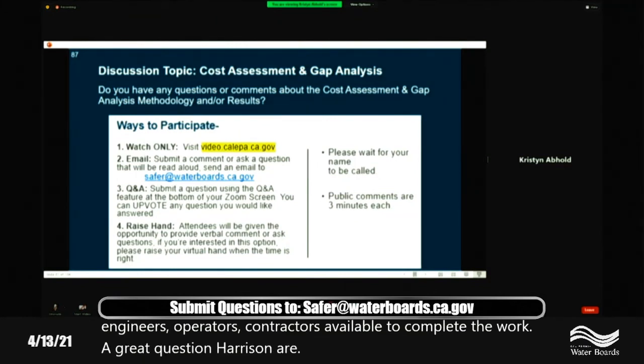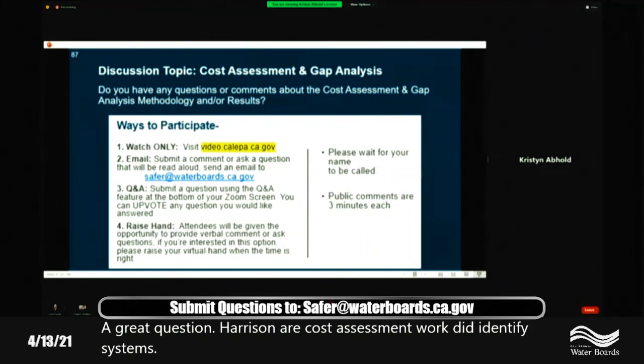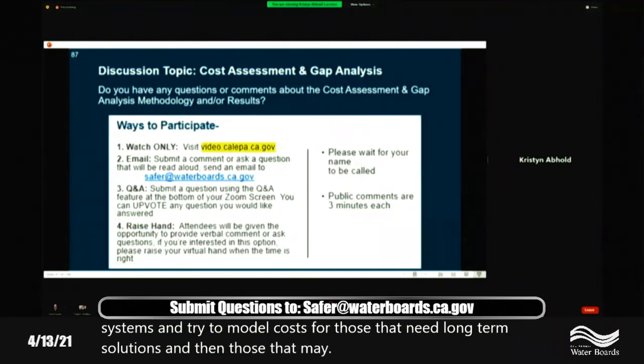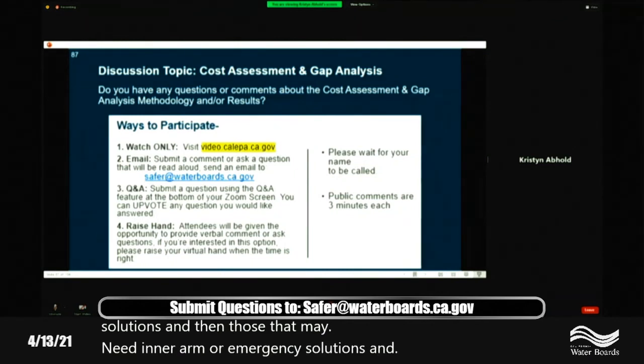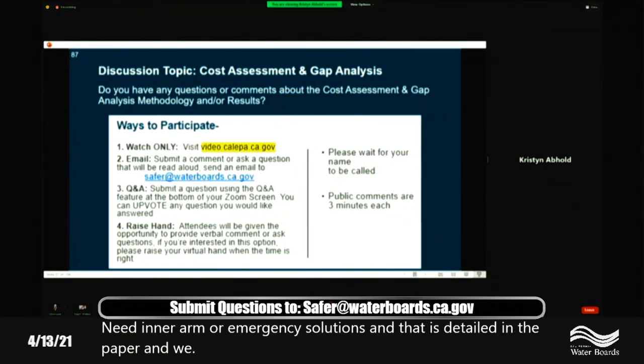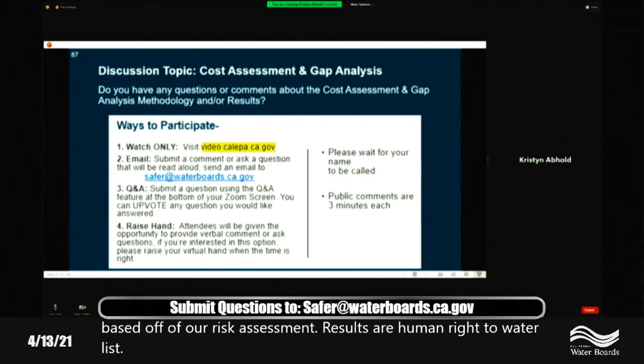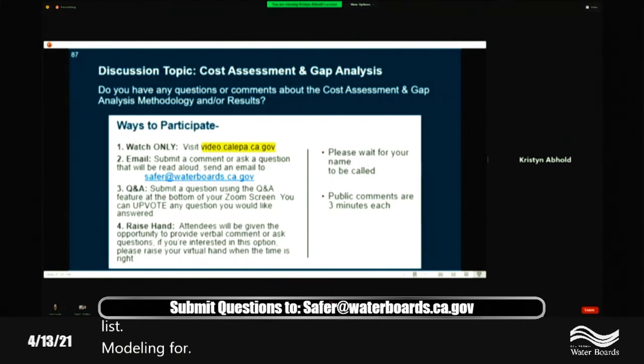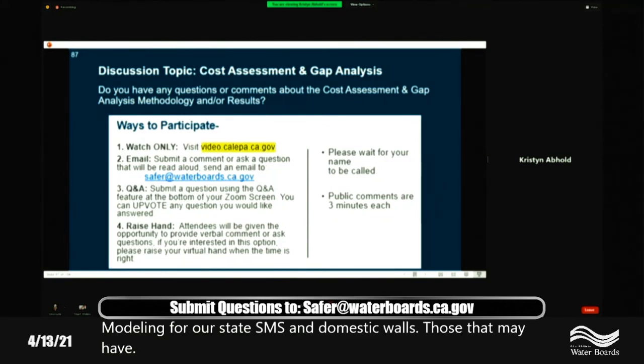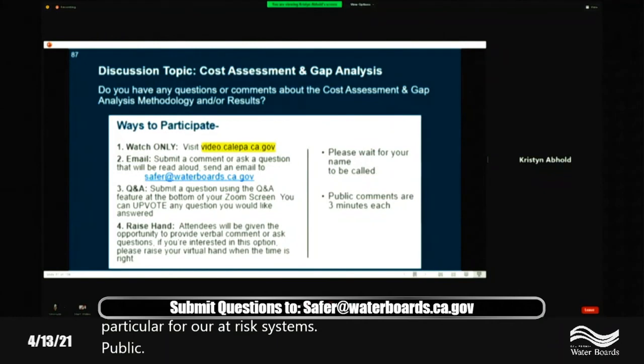Our cost assessment work did identify systems and tried to model costs for those that need long-term solutions and those that may need interim or emergency solutions. And that is detailed in the paper, and we provided some summary of that. But again, that's all based off of our risk assessment results, our human right to water list, and modeling for our state smalls and domestic wells, those that may have source water contamination issues. Really in particular for our at-risk systems, public water systems, state smalls and domestic wells.